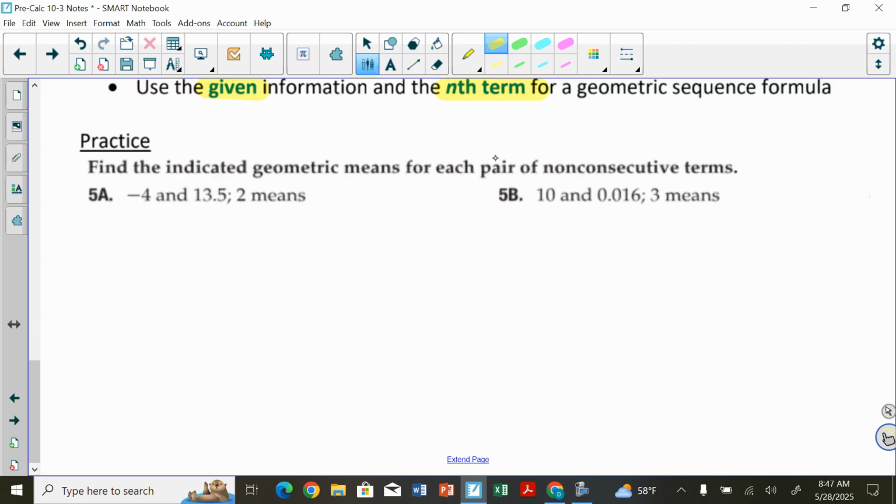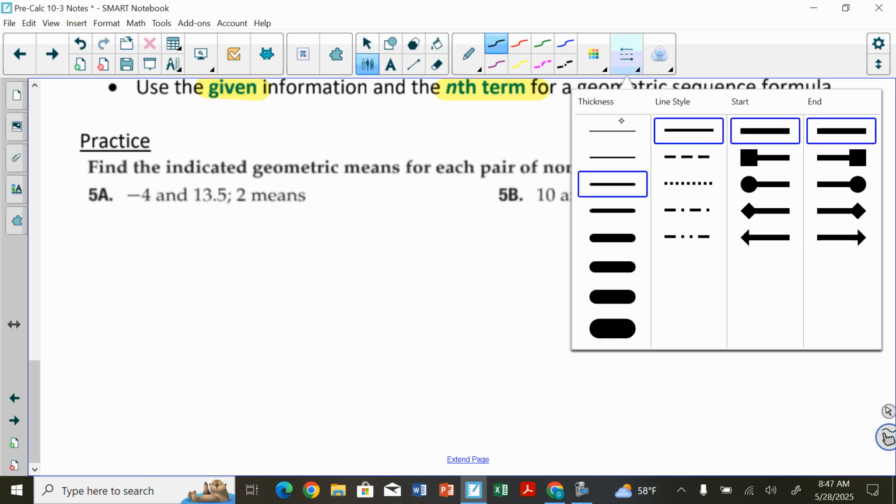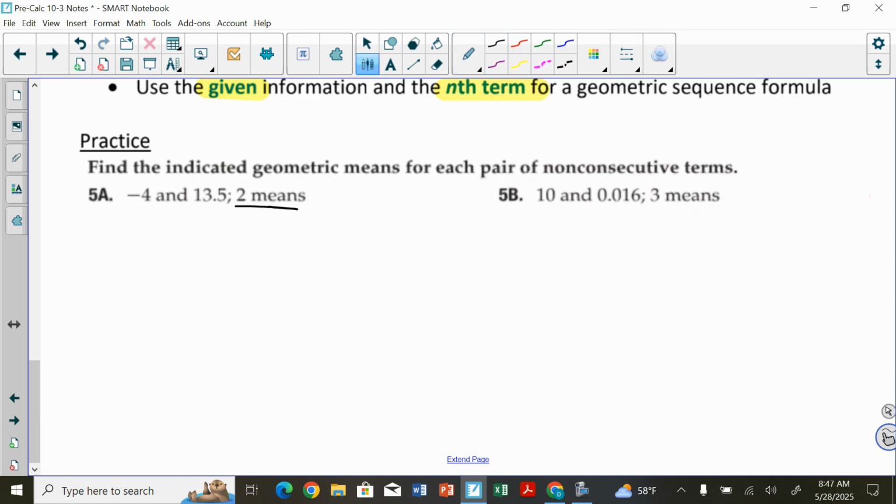So let's do that. So indicated for -4 and 13.5, and we've got two means, it says. Okay, so two means, that tells me that n is equal to 4, right? Because you have 1, 2, 3, 4 terms. So n is equal to 4. You're going to have two means in the middle. I know my A1 is -4. And I know my A sub 4 is 13.5. So I'm looking for those middle two terms.